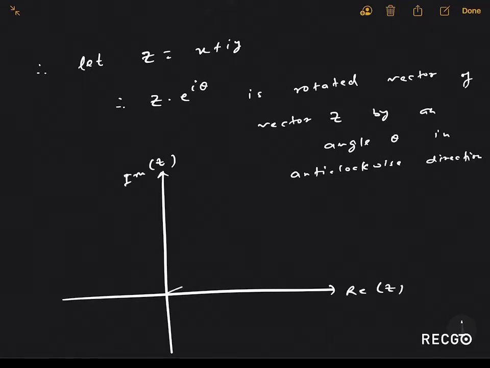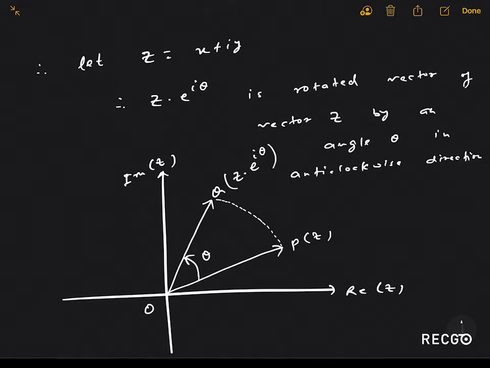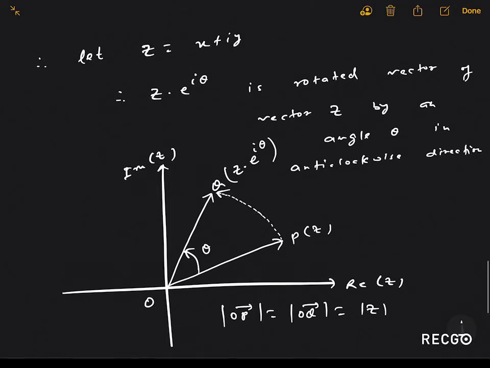So how can we imagine z and z into e to the power iota theta? Suppose this is point P whose affix is z. Then if I rotate this vector OP by an angle theta in the anti-clockwise direction, the new vector, the OQ vector, is actually z into e to the power iota theta. The affix of the point Q is z into e to the power iota theta, because we have multiplied z with e to the power iota theta, so the vector gets rotated. Now the modulus of OP is equal to the modulus of OQ, that is equal to mod z. If mod z is 1 then both are unit vectors, and if it is not 1 then the lengths of both vectors will be the same.